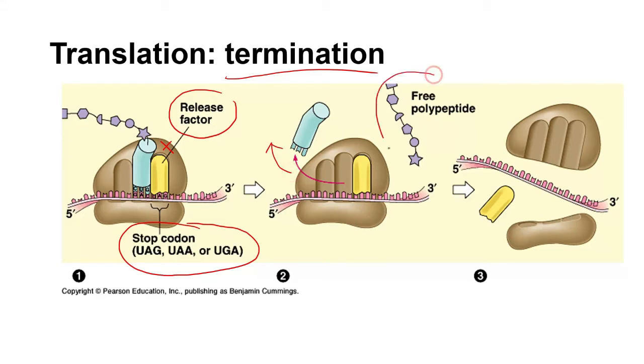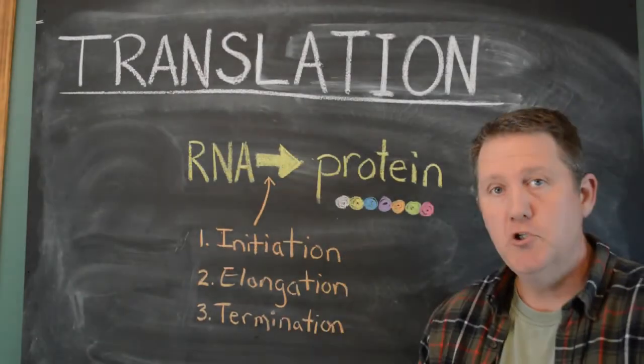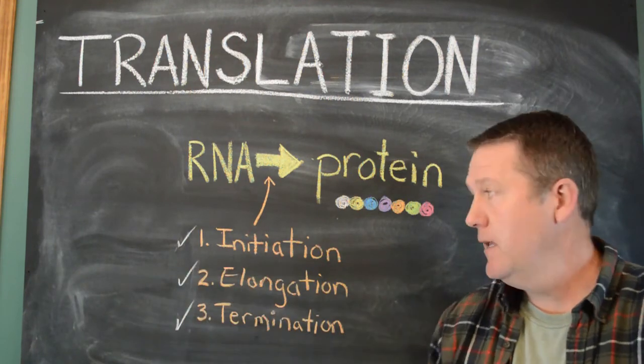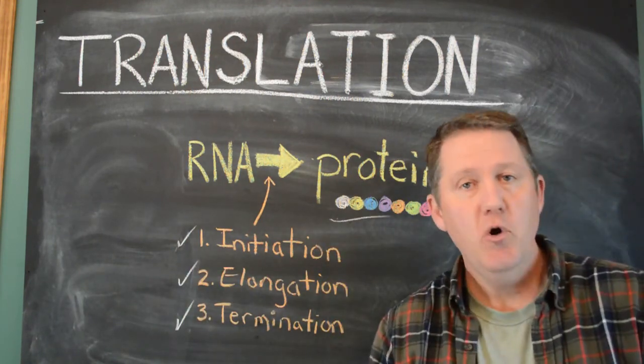We have a free polypeptide that can go off and do its job somewhere, a ribosome, large and small subunits, and the messenger RNA. They can go off and make more proteins themselves. But that's how the process is finished. All right, translation. Done, done, and done. And now we have a protein.